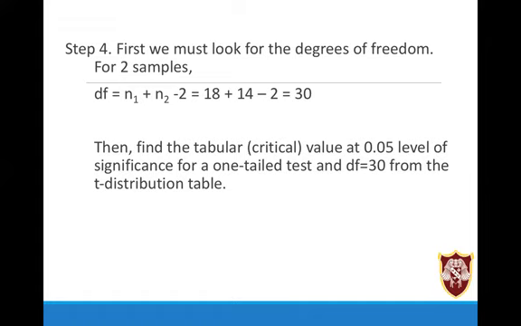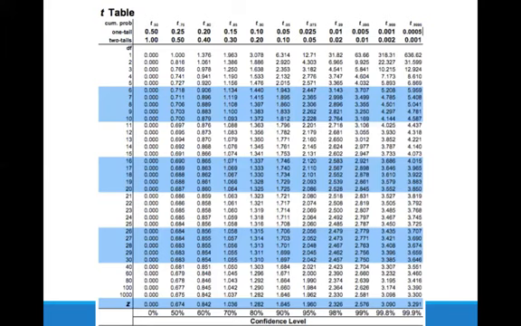Then find the tabular or the critical value at 0.05 level of significance for a one-tailed test and degrees of freedom of 30 from the t-distribution table. You can also find a copy of t-distribution table online. All right, so here, to locate the critical value, we have to consider the type of test. So we know that it's one-tailed, and the level of significance is 0.05 or 5%. The computed degrees of freedom is 30.